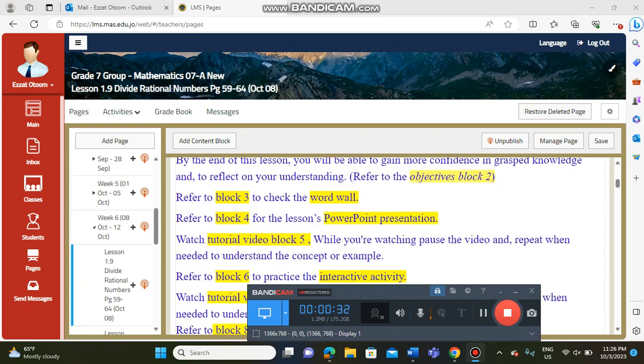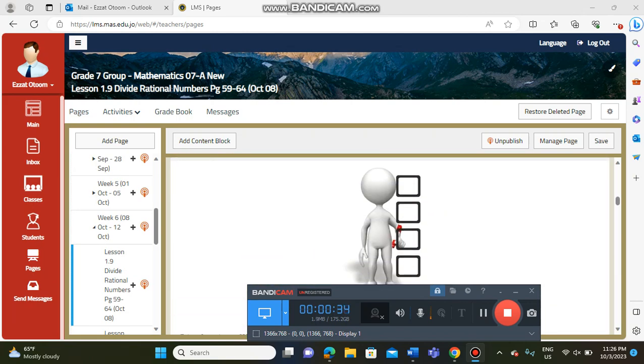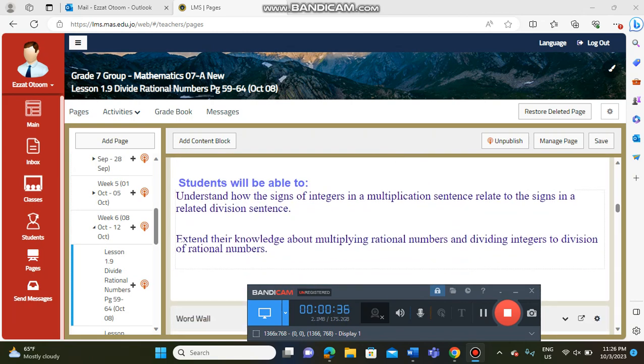In this lesson, we have two goals. By the end of this lesson, you have to be able to understand how the signs of integers in a multiplication sentence relate to the signs in a related division sentence. The second goal, you have to be able to extend our knowledge about multiplying rational numbers and dividing integers to division of rational numbers.